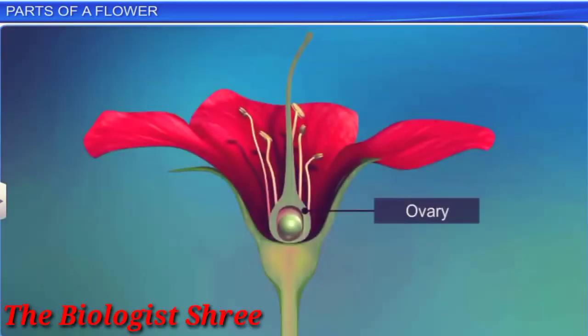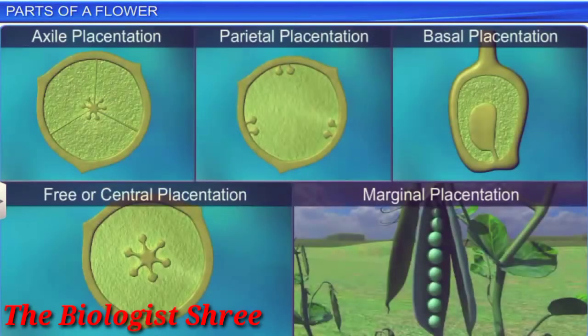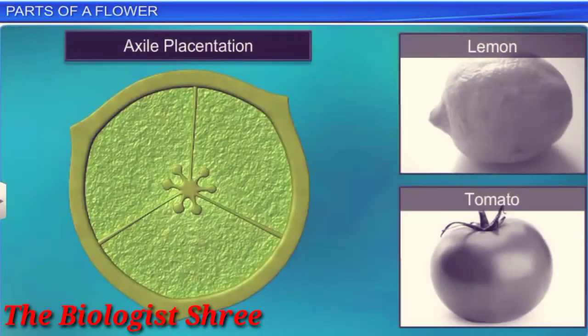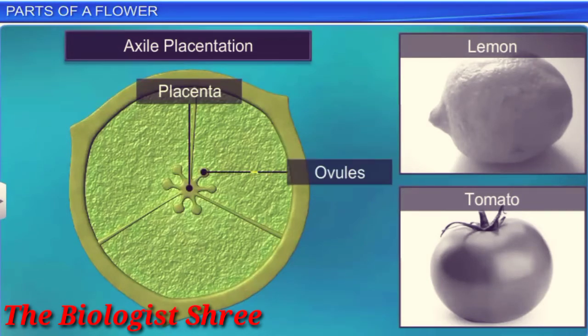The arrangement of ovules within an ovary is called placentation. There are different types of placentation: axillary, parietal, basal, free or central, and marginal. In axile placentation, the placenta is axial and the ovules are attached to it in a multilocular ovary, as in lemon and tomato.